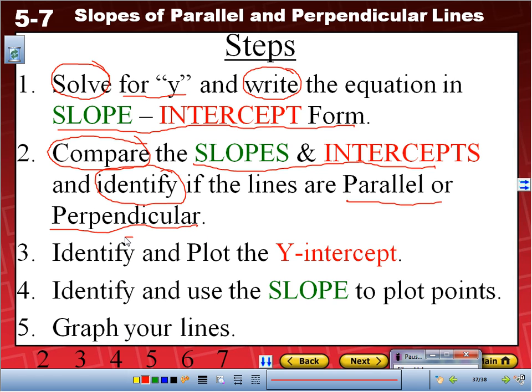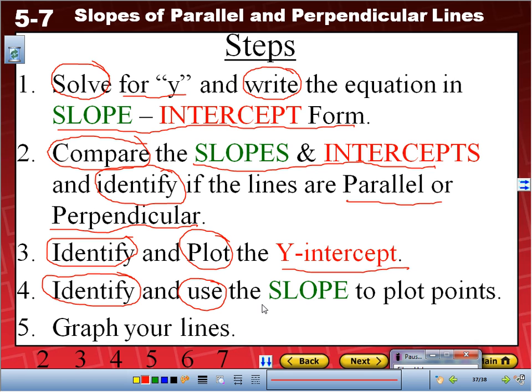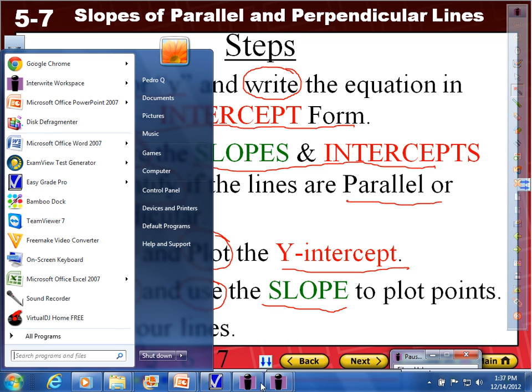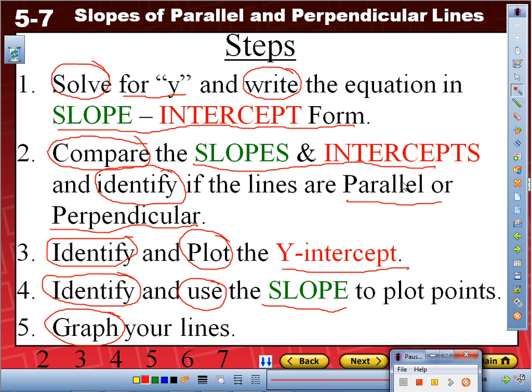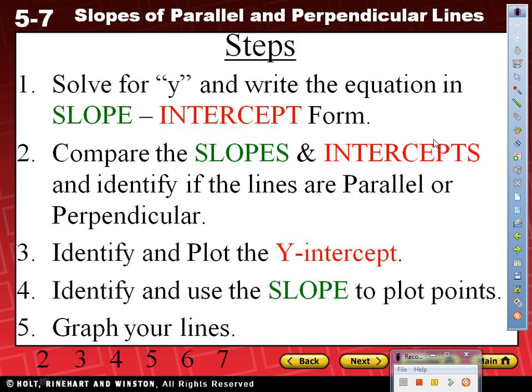Step 3, identify and plot y-intercept. Step 4, identify and use slope. And at the end, graph. So with that said, we know what to do.